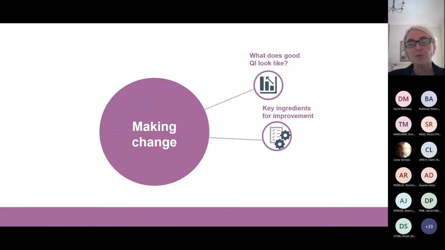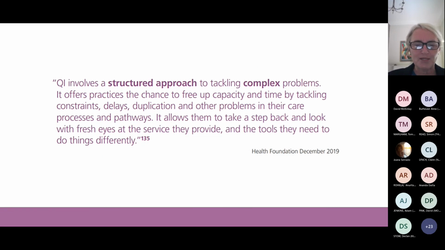What I'm hoping that everyone will take away from today is an idea of what good quality improvement looks like and what the key ingredients for improvement are for your practice, and to whet your appetite a little bit to look further, either in the guide and manual, or even go on to further resources which are signposted from both documents. If we could go on to the next slide, please.